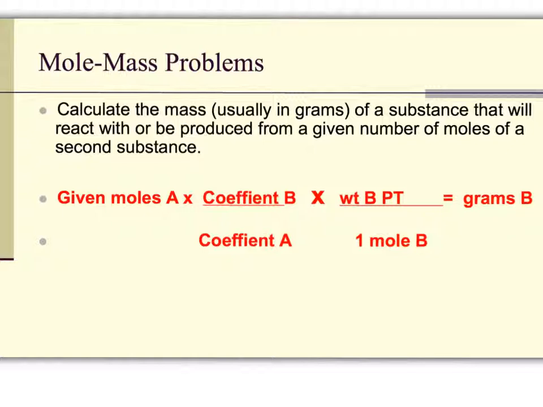The equation that will be used is we will have the given moles of chemical A. We will use our coefficients from our balanced equation. The coefficient for chemical A will be on the bottom. The coefficient for chemical B will be on top. We will multiply that times the weight of chemical B from the periodic table over 1 mole of chemical B. This is a conversion factor. This allows moles of A to cancel out, moles of B to cancel out, leaving us grams of chemical B. So on the next slides, let's look at some examples of these problems.